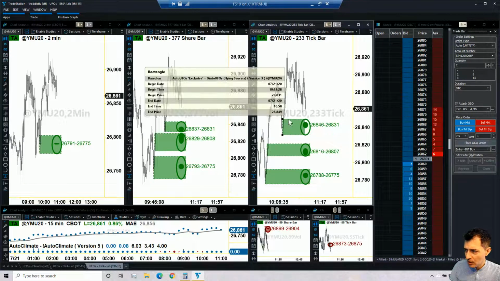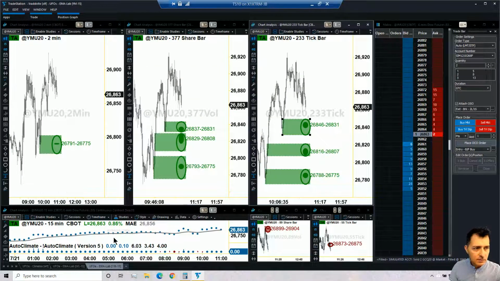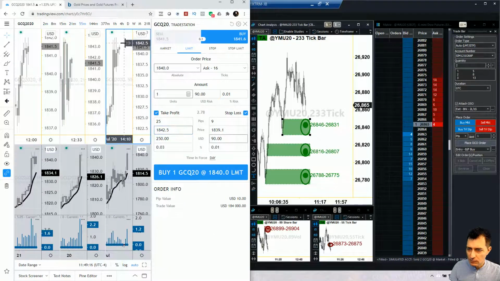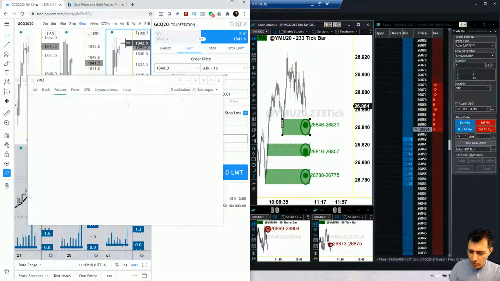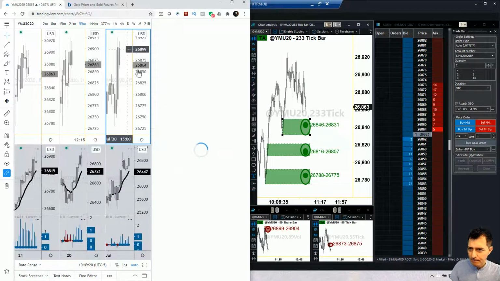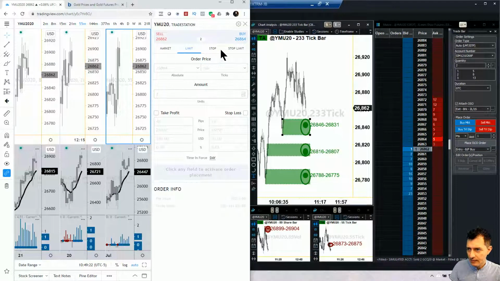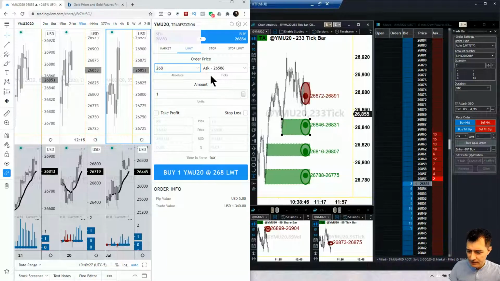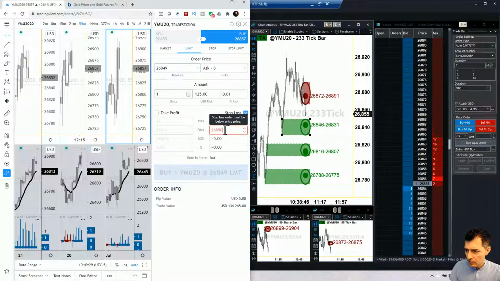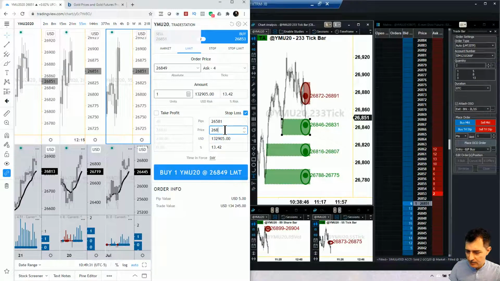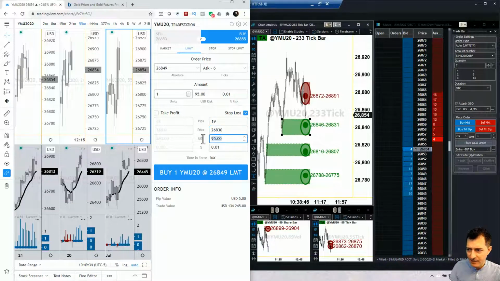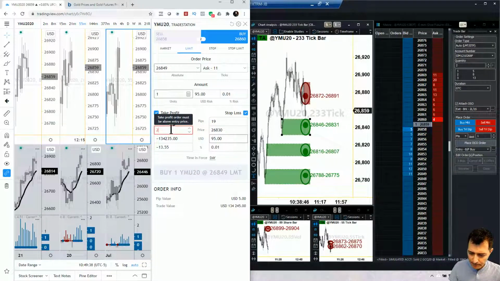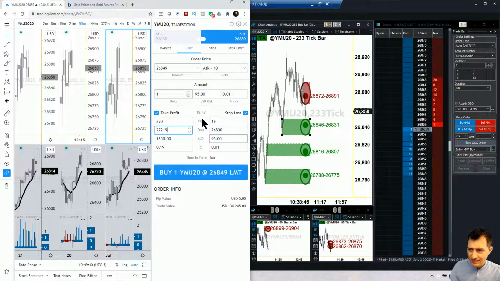So the top is going to be 26,849. So let's move to the YMU20. So we're going long. 26,849 is the entry. The price 26,830 is the stop. We're risking $95 per contract. Final target located at 27,219. So that's a 20-to-1 trade.